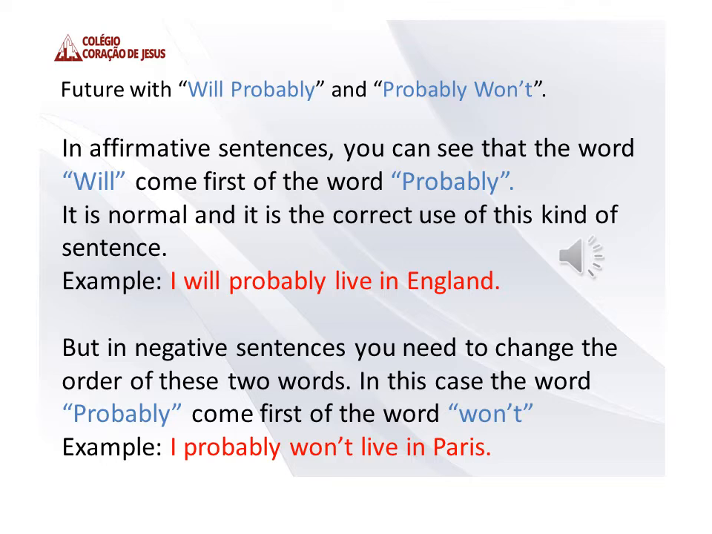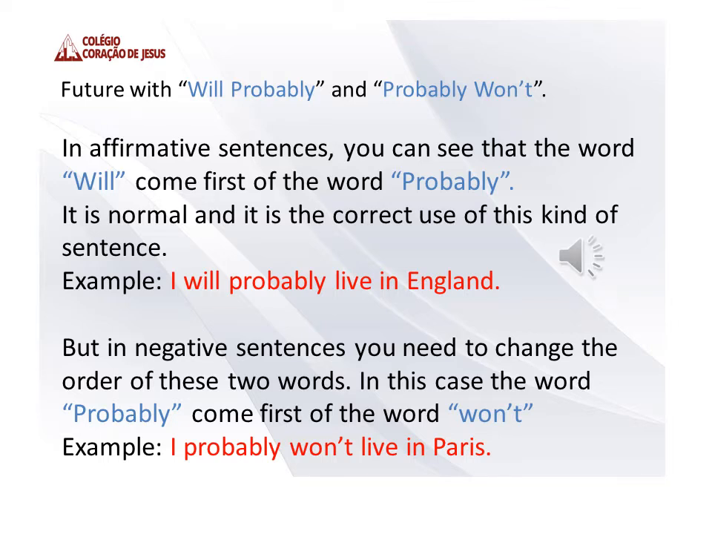Future with will probably and probably won't. In affirmative sentences, you can see that the word will comes before the word probably. It's normal, and it is the correct use of this kind of sentence. Example: I will probably live in England.